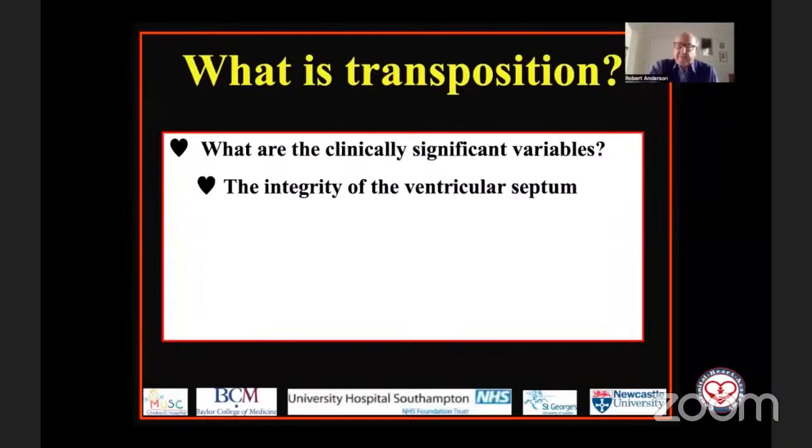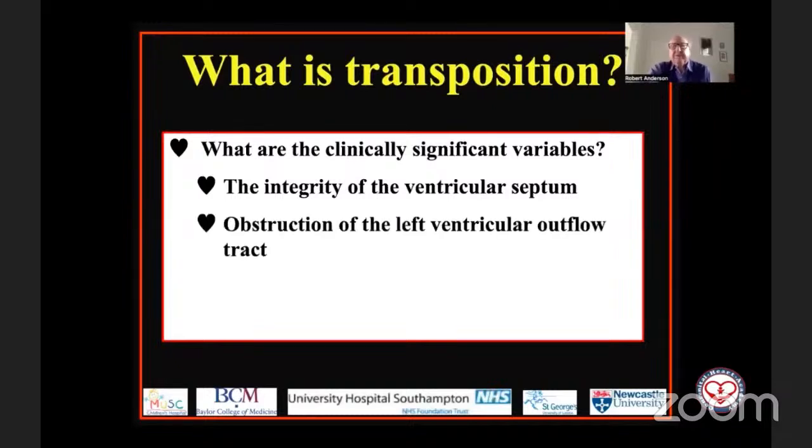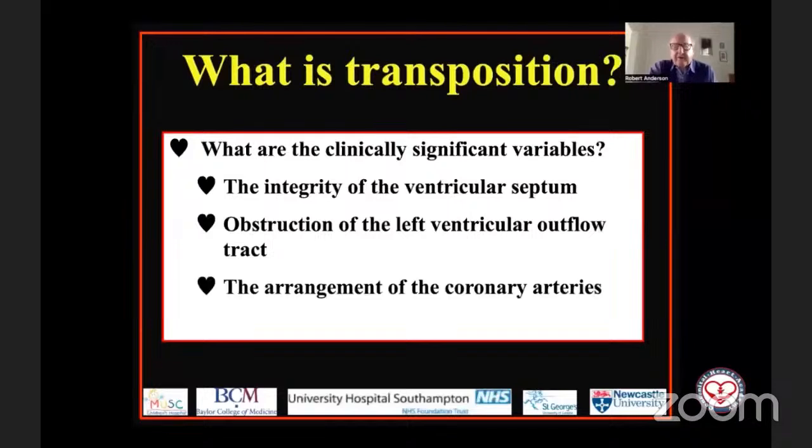And there are many. Diane showed you a very complicated example, but we can concentrate on the integrity of the ventricular septum, the obstruction within the left ventricular outflow tract, the arrangement of the coronary arteries. They are the three features we're going to concentrate upon, but do remember that there can be many other associated malformations. So let's start off by looking at the integrity of the ventricular septum. And Diane's going to show you an example in which the ventricular septum is intact. And then she's going to compare that to a heart with a ventricular septal defect.